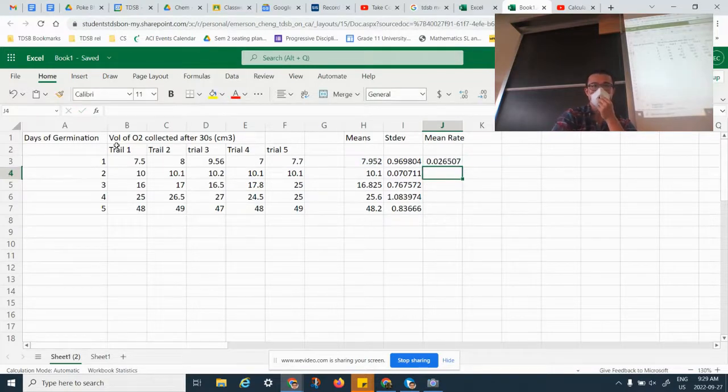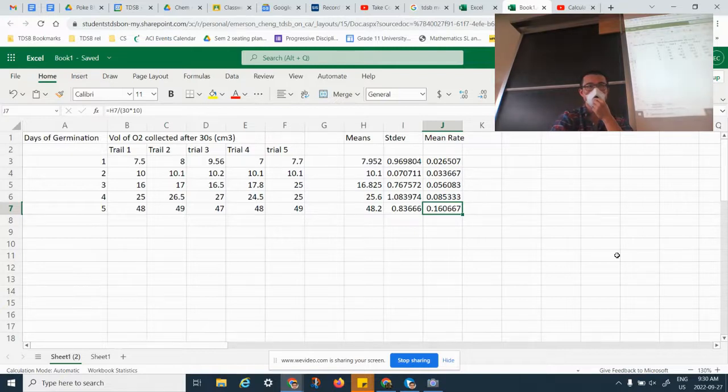enter. Now it shows me the average rate for day 1 for this set of data. Again, I drag it down and check. So for column 2, yes, they use the average of that column divided by 30 times 10. Same thing here, this average divided by 30 times 10, check, and check. Okay? So that's how you would do the mean rates for this one.